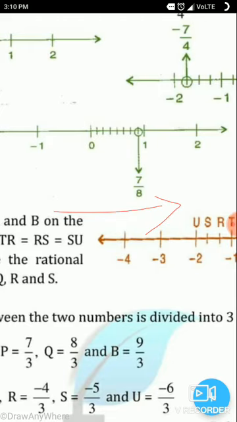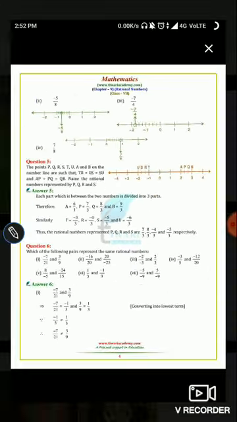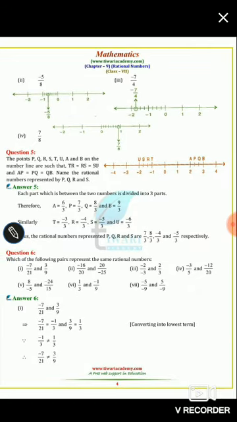So see, first one is what? 0 upon 8, second one is 1 upon 8, then 2 upon 8, then 3 upon 8, then 4 upon 8, then 5 upon 8, then 6 upon 8, and then 7 upon 8. Okay, which we required. Understood, students? So see, you have to draw these number lines by pencil and use maths tools. Okay, understood?